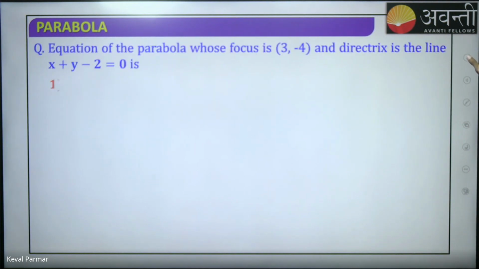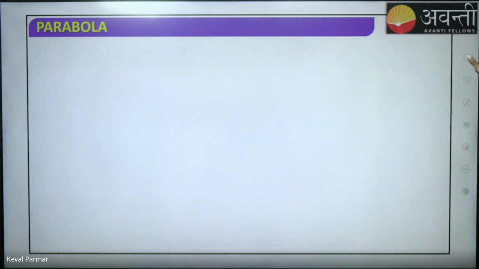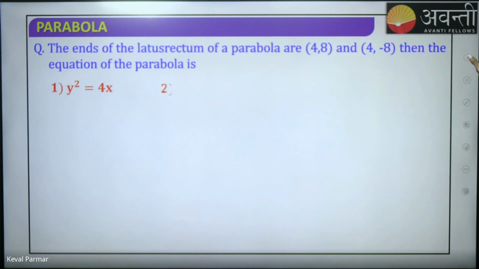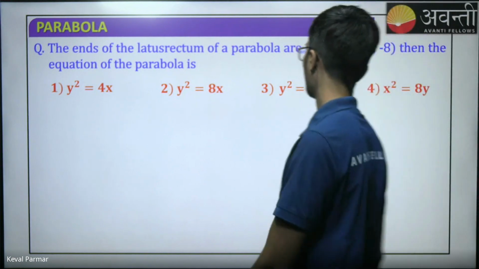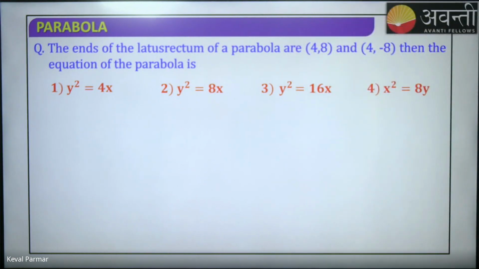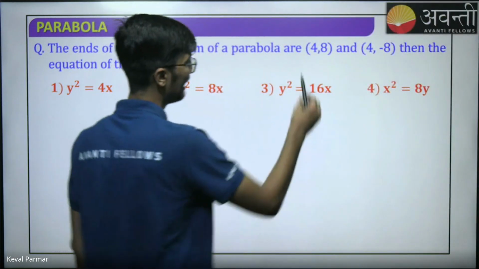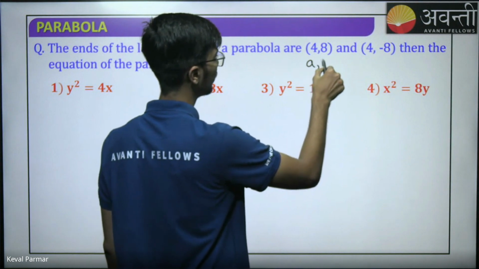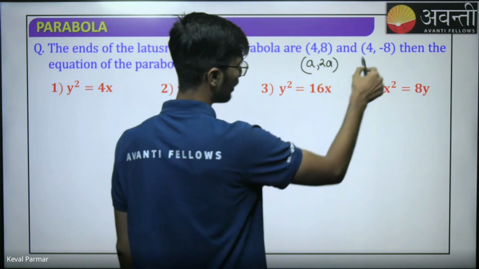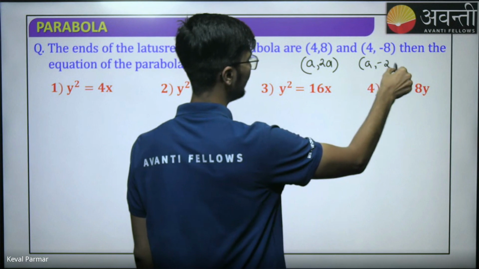We already did this, right? The ends of latus rectum of a parabola are this. Then the equation of parabola is. I hope you know what are the end points of latus rectum. The end points of latus rectum are a, comma 2a and a, comma minus 2a.